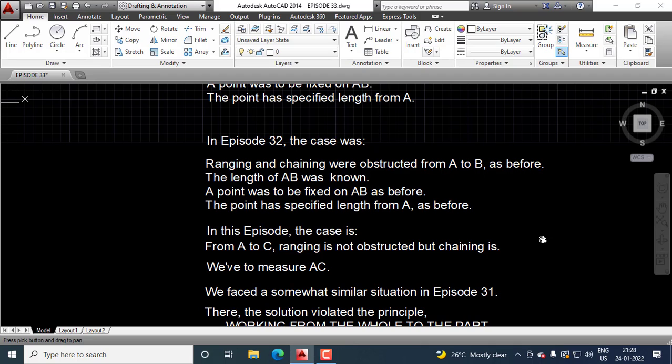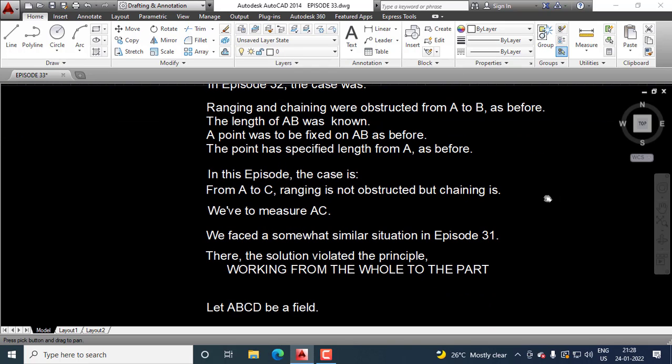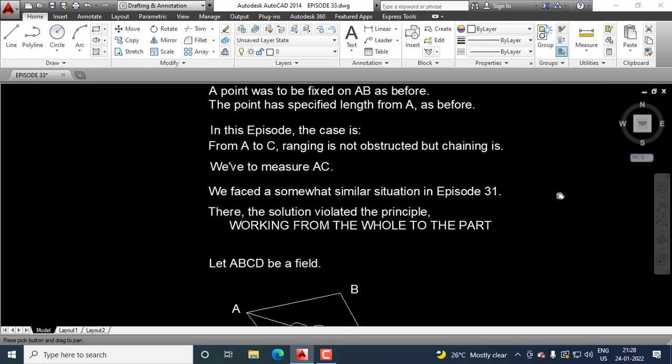In this episode, the case is from A to C, ranging is not obstructed, but chaining is. We have to measure AC. We faced a somewhat similar situation in episode 31. There, the solution violated the principle working from the whole to the part.